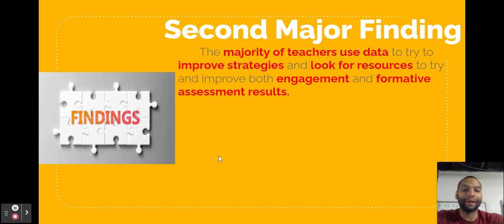My second major finding is that the majority of teachers use data to try and improve strategies and look for resources to try and improve both engagement and formative assessment results.